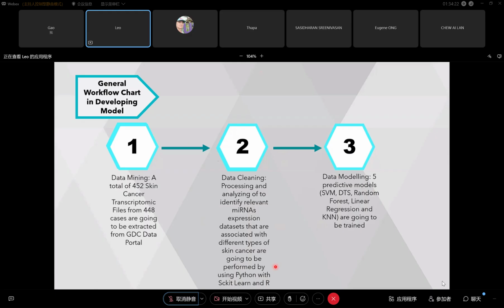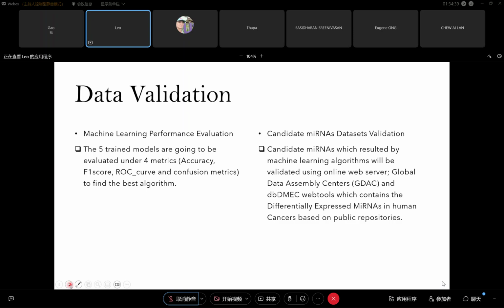And then third is data modeling. Based on the data, we will train 5 predictive models from SVM, DTS, random forest, and linear regressions. And then the second thing, we do data validation. The trained models are going to be evaluated under 4 metrics. And of course, the microRNA data set will be validated using the online web server called GDAC. So we will be comparing with this to validate the data.